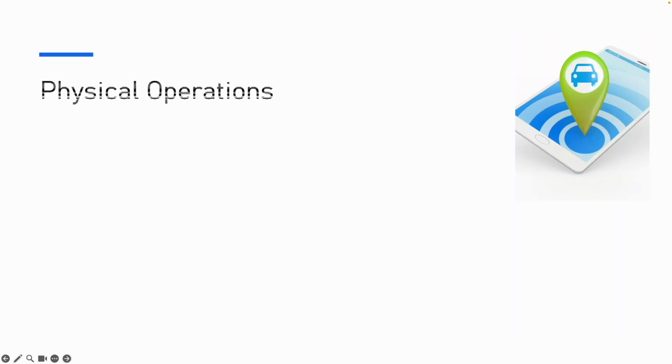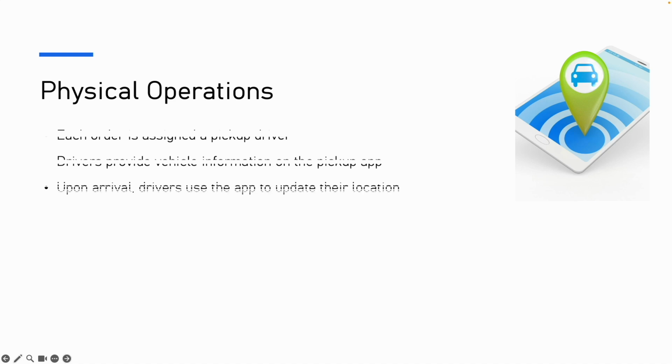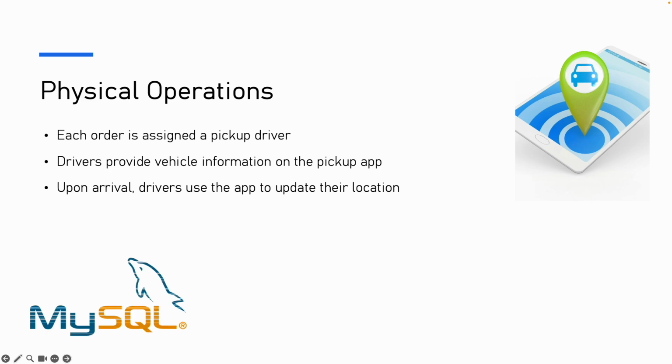The store's app is used to coordinate the pickups. Each order is assigned a pickup driver. These drivers specify the details about their vehicles on the app, and upon arrival, the drivers use the app to update their location to the curbside. The app stores this information in a separate MySQL database.